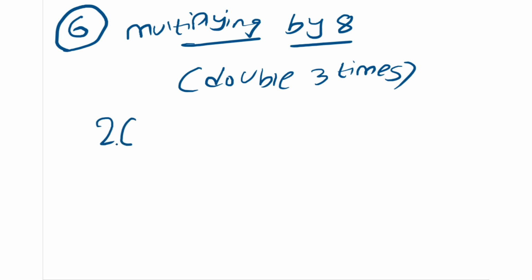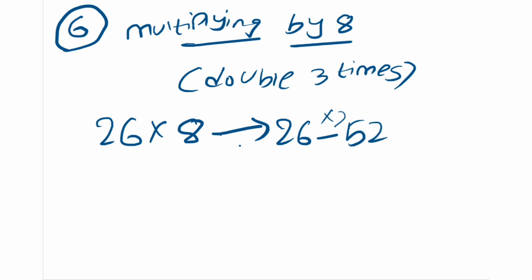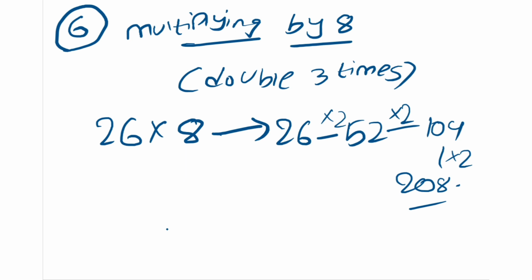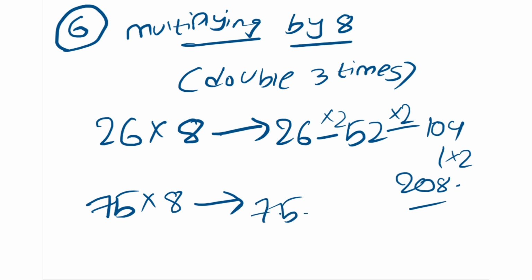You're in a scenario to multiply 26 into 8. So how to multiply this? Double 3 times. Take the initial value. Double of 26 is going to be 52. Again double of 52 is going to be 104, and again double of 104 is going to be 208. So this is the solution. I'm taking again a good example for you to understand better. 75 into 8, how to multiply? Take the initial value. Double of 75 is going to be 150, and again double of 150 is going to be 300, and double of 300 is going to be 600.